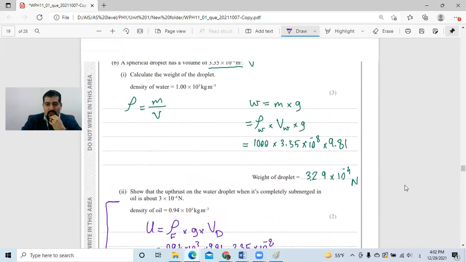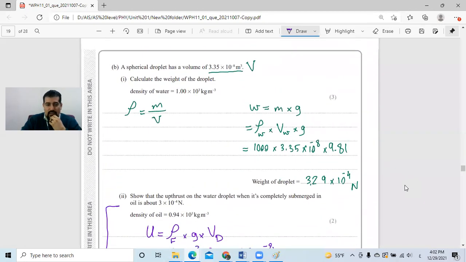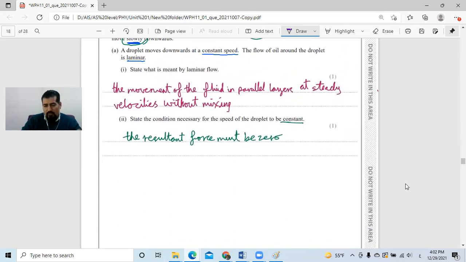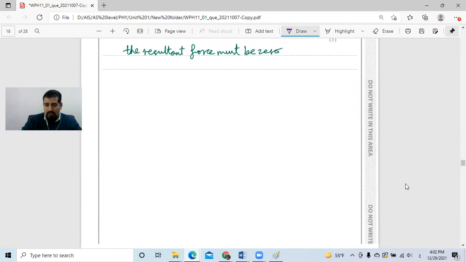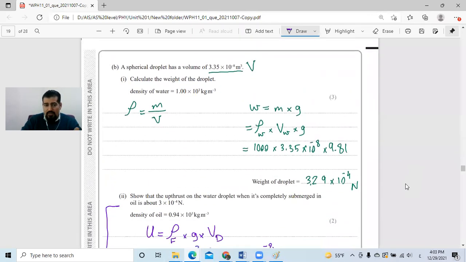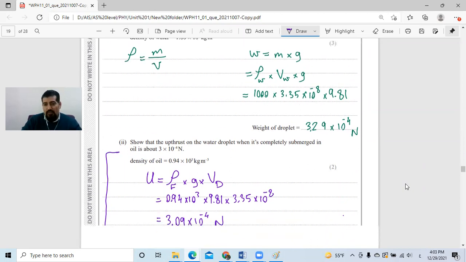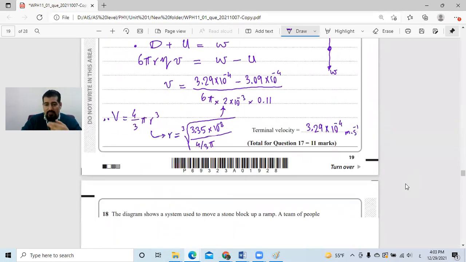It's only calculations, use the formula. Look at the whole question from the beginning: 2 marks on definitions, one mark on the condition, resultant force equals 0, and 3 marks. Okay, this exam is not too hard. We will see the results and the grade boundaries, I don't know. 3 marks and 2 marks here and 4 marks here.